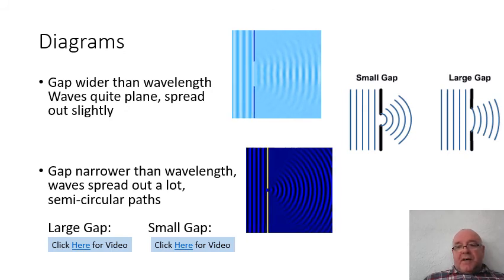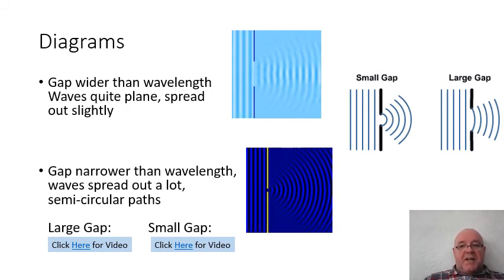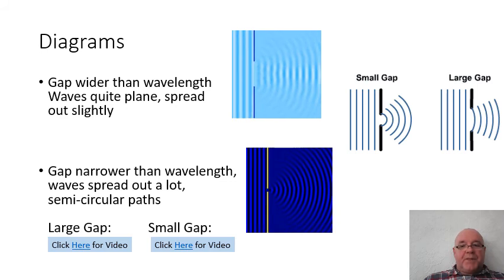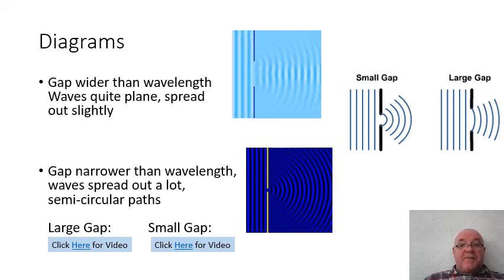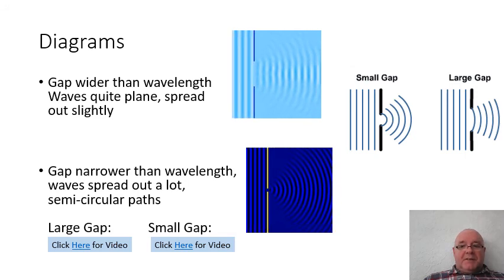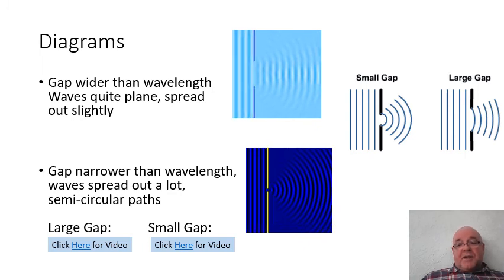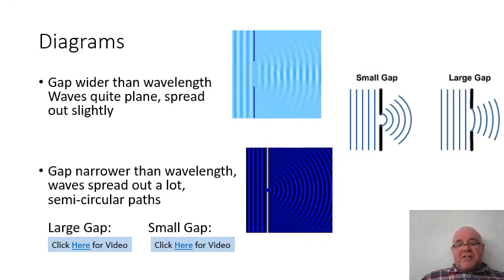So you need to know that diagram there, the difference between a small gap and a large gap. Okay, so with a large gap, they spread out a little bit. With a small gap, they spread out much more and become semicircular. Really, the important thing is the size of the gap compared to the wavelength. Okay, so if the gap is smaller than the wavelength, they'll spread out almost semicircular. If the gap is larger than the wavelength, they spread out quite straightish.